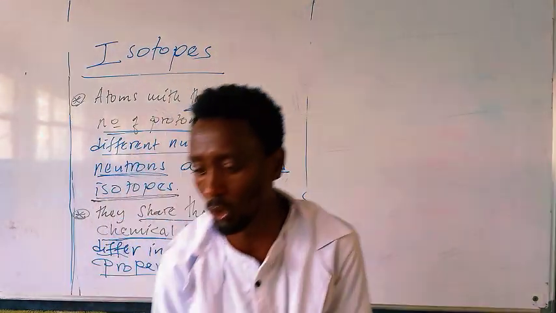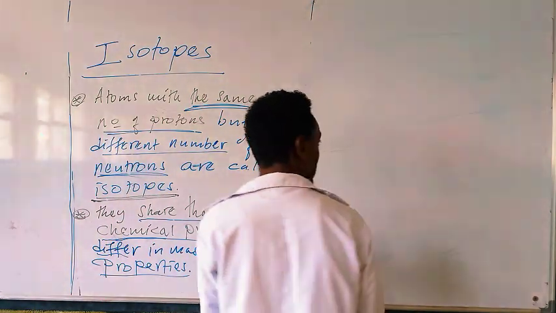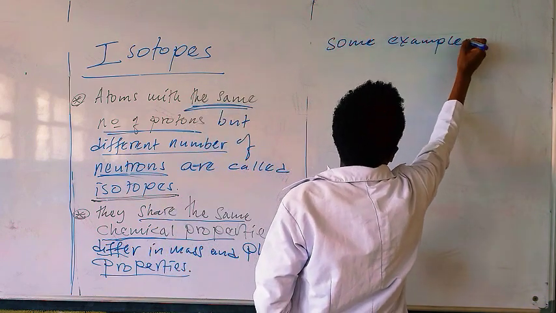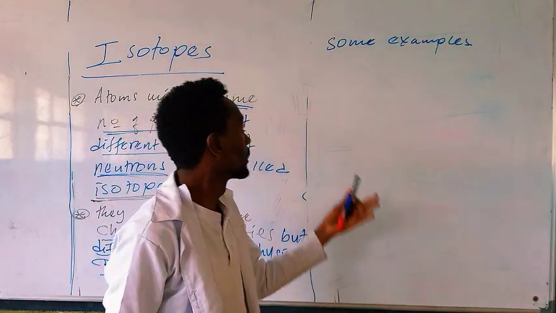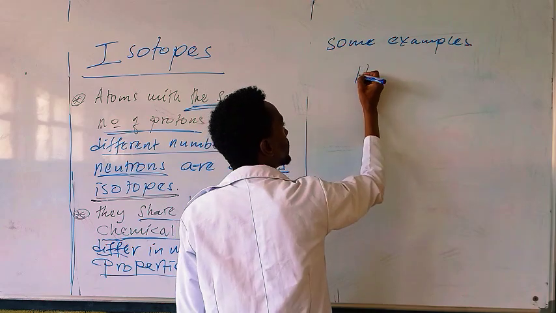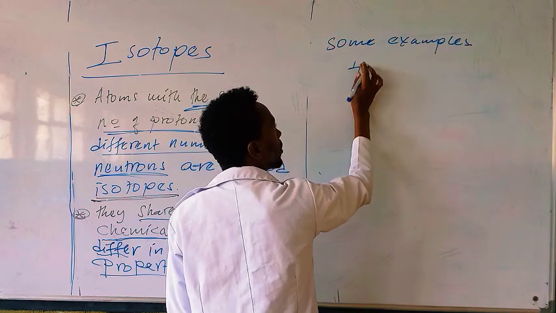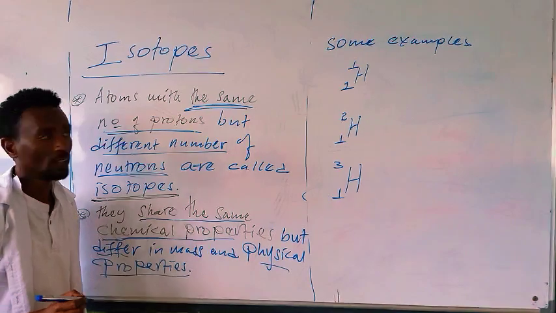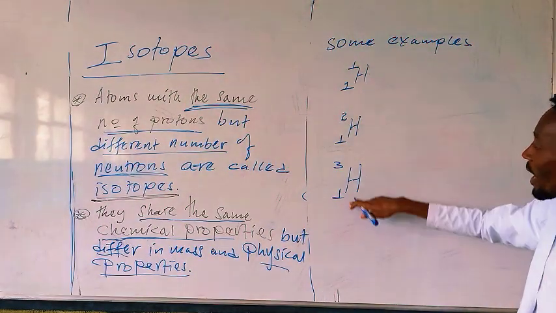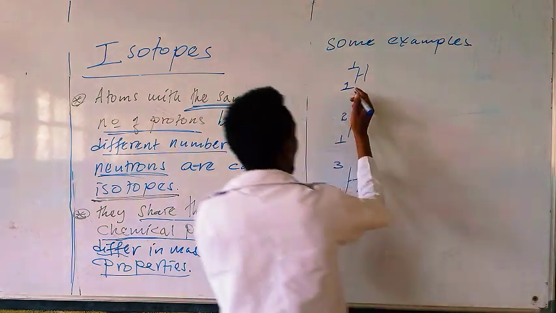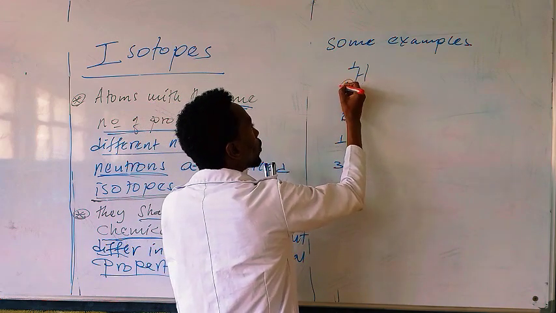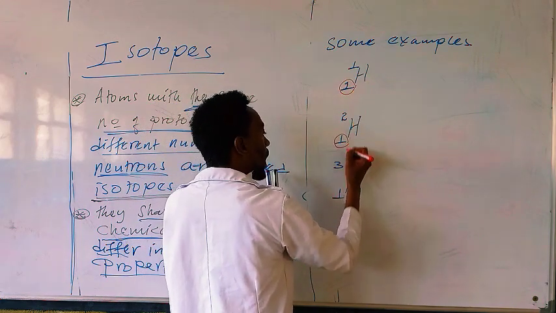For example, let us examine some examples. For example, hydrogen has three isotopes. The first one is hydrogen with atomic number 1. Look here. These are the same symbol, the same atom. All are hydrogen. But as you see here, the number of protons or the atomic number are the same.